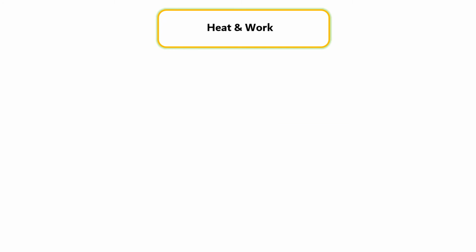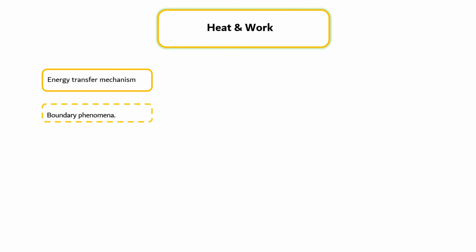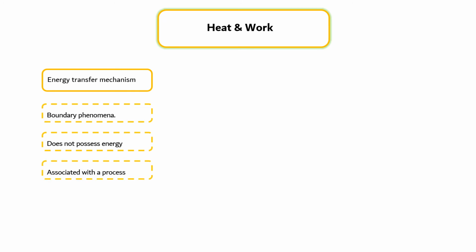Heat and work are energy transfer mechanisms between a system and its surroundings, and there are many similarities between them. First, both are recognized at the boundaries of a system as they cross the boundaries. Thus, both heat and work are boundary phenomena. Second, a system possesses energy, but neither heat nor work possesses energy. Third, both are associated with a process, not a state. Unlike properties, heat or work has no meaning at a state.